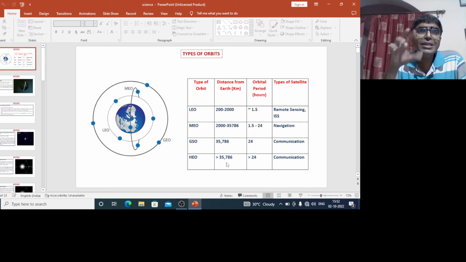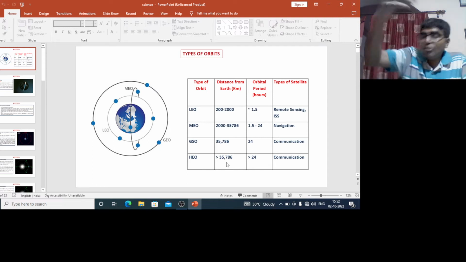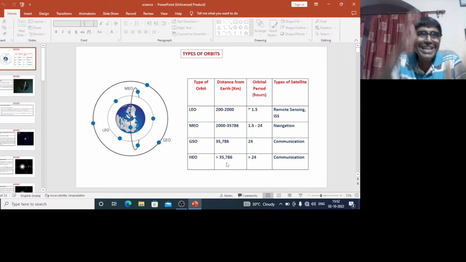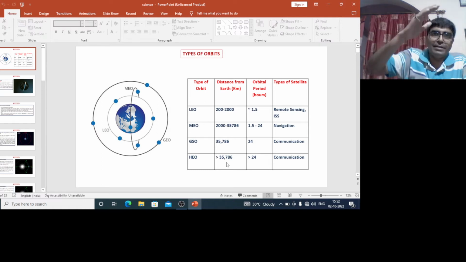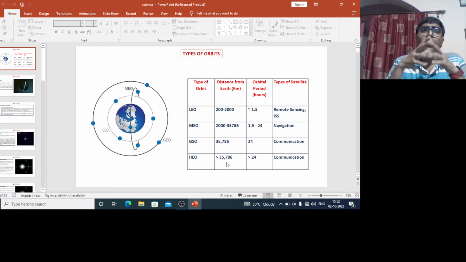Geostationary is in the equator position. It is at a fixed point, we can say. And geosynchronous is one which has an inclination, somewhat tilted. Now if you have an idea about these orbits, then you can quickly have a look at how some missions take place.